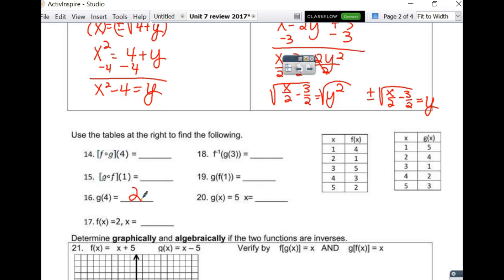So starting with number 14, in g of 4, this is your x. So in the g, 4 is 2. Now, f of 2, that is your x. So in the f column, 2 becomes 1. That's the output I want. So try number 15 and see what you get for 15. We'll see if we get the same.